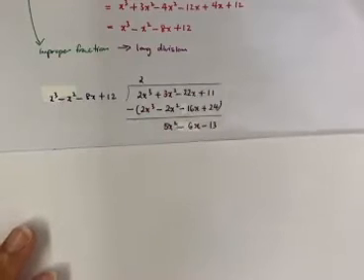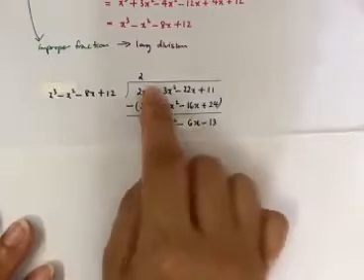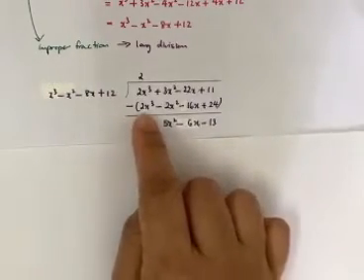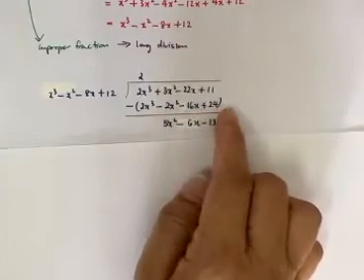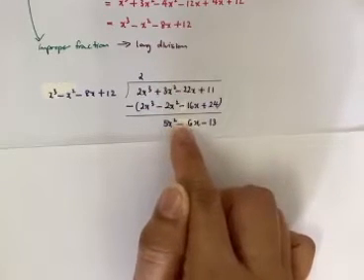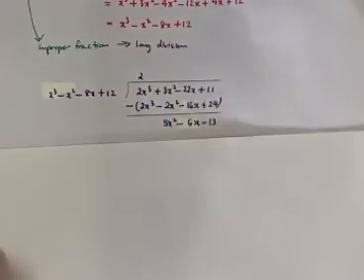So with the long division, because it is the 2x cubed that I want to get rid of, I need to take this and multiply by 2. So I end up with 2x cubed minus 2x squared minus 16x plus 24. And once you simplify this, you end up with a remainder of 5x squared minus 6x minus 13. So this is now your remainder.